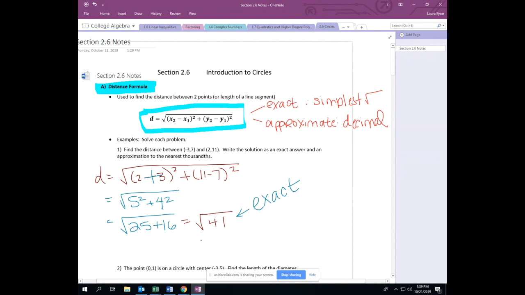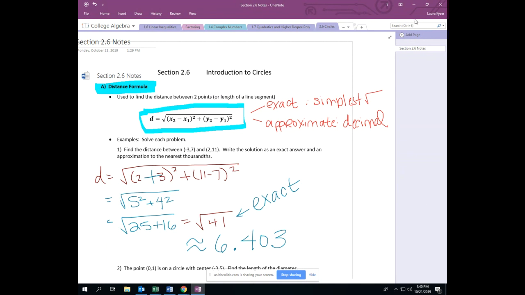So anyway, let's approximate this. And we're going to put this in the calculator. So I hit second x squared to get my radical. And I type in 41 and I hit equals. And if I'm approximating this to 3 decimal places, it's looking like 6.403 is my approximate answer.